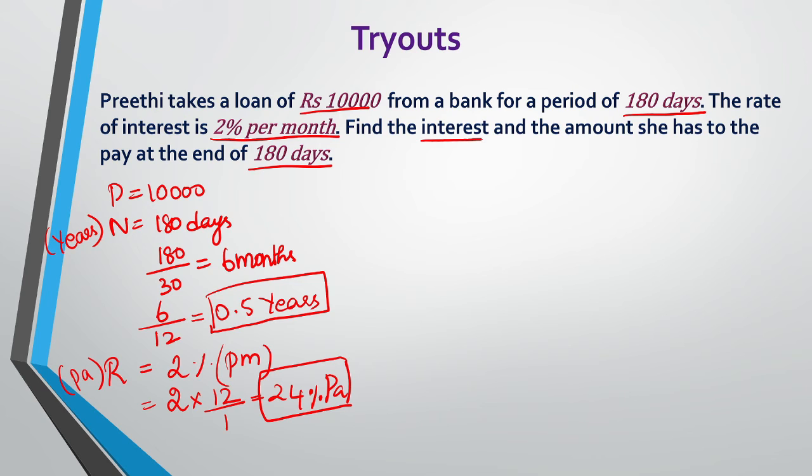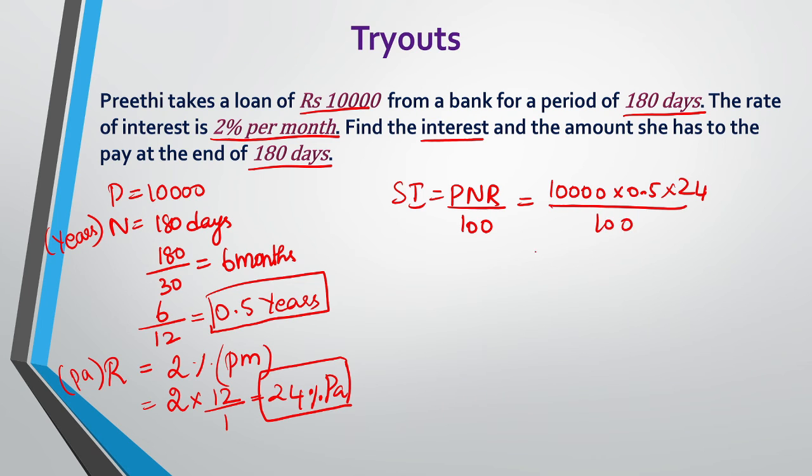So according to our question, we have to find the interest, which is SI equal to PNR divided by 100. Our first step is we have to substitute the values. So 10,000 multiplied by 0.5 multiplied by 24 divided by 100. And the answer would be equal to 1,200.